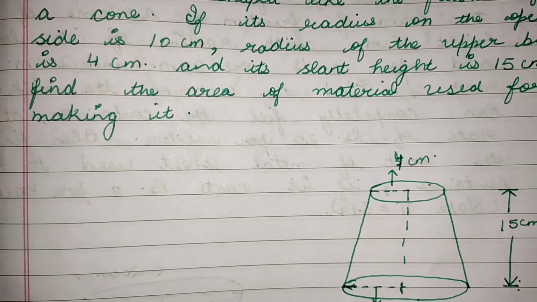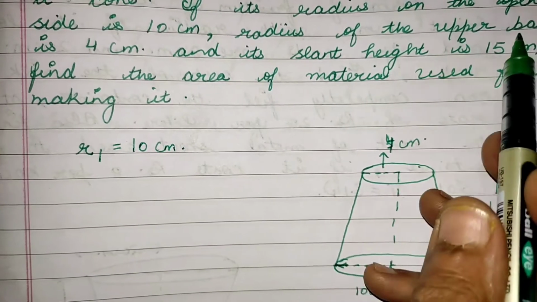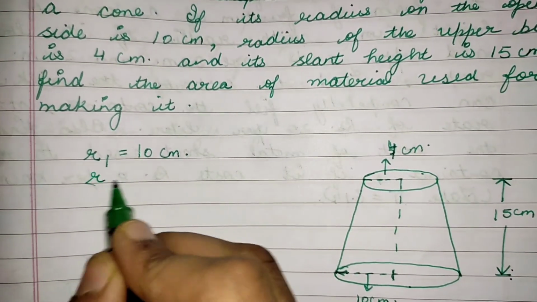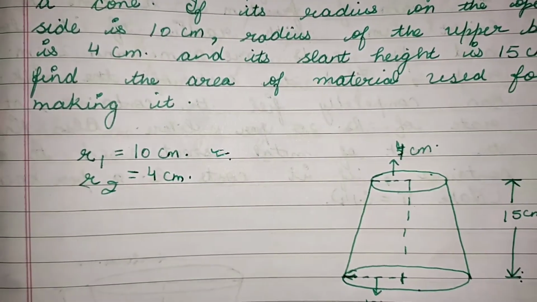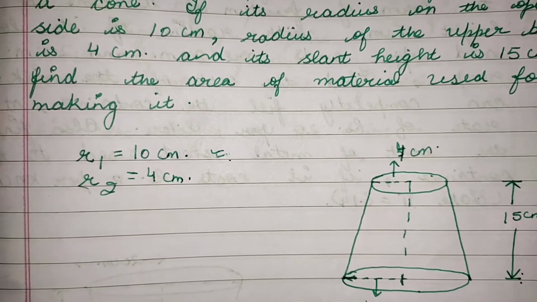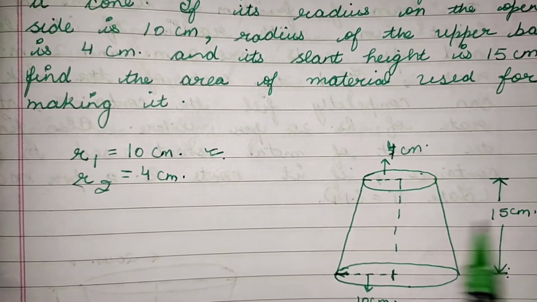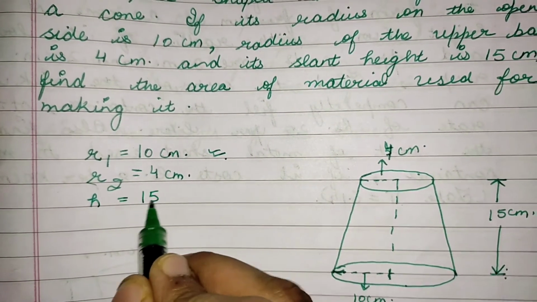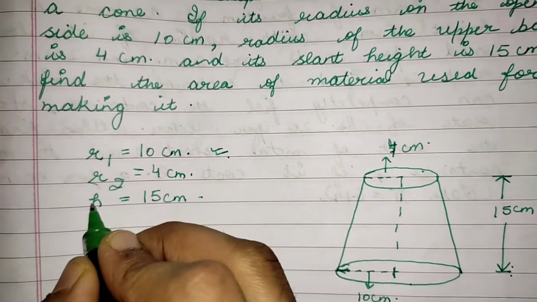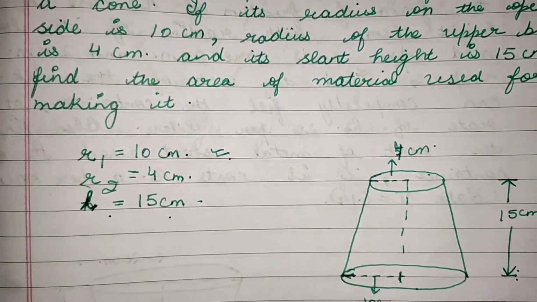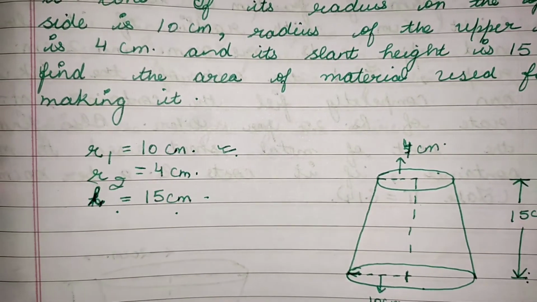Next, its radius on the open side is 10 centimeter. Open side means the bigger side, whose radius is given to you equal to 10 centimeter, and the radius of the upper base is 4 centimeters. So two radii are given to you, and you know that always the bigger one will be your R1 and the smaller one will be our R2. Then its slant height is 15 centimeter. So slant height L is given to us equal to 15 centimeter.